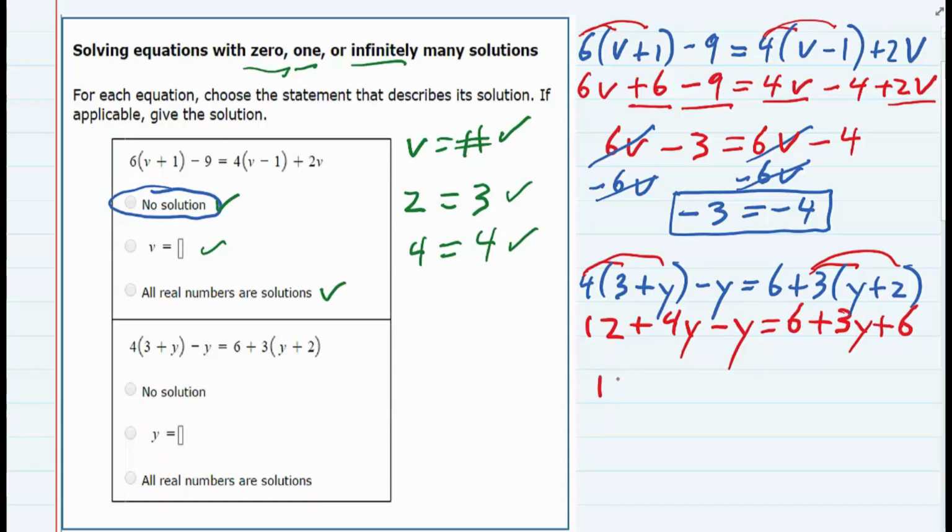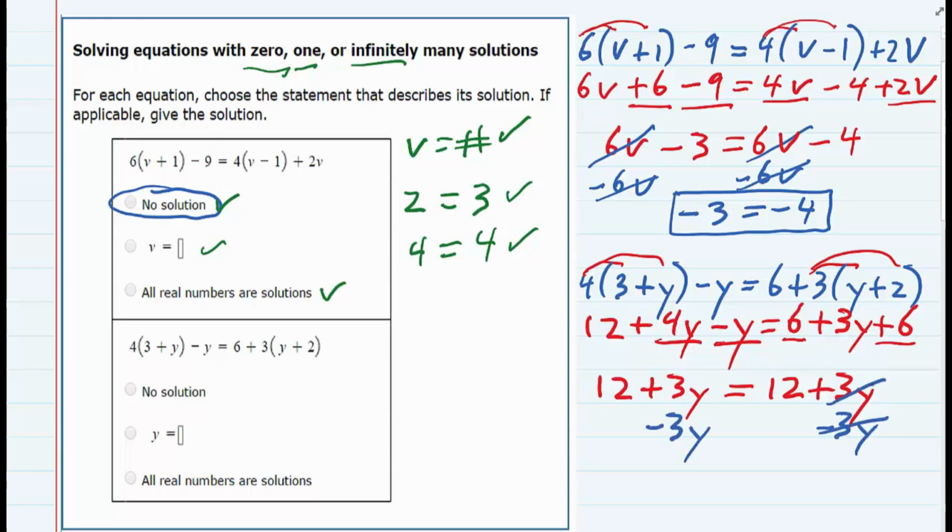On the left-hand side, the 12 comes down, the 4y and the minus 1y combine to be plus 3y. On the right-hand side, the numbers 6 and 6, those are like terms, so they combine to be 12, and the 3y comes down. And if we were trying to get the y by itself on one side, I would have to move one of them. So let's say I move the one on the right, minus 3y, over to the left. Those would cancel, and I would now have 12 equals 12.